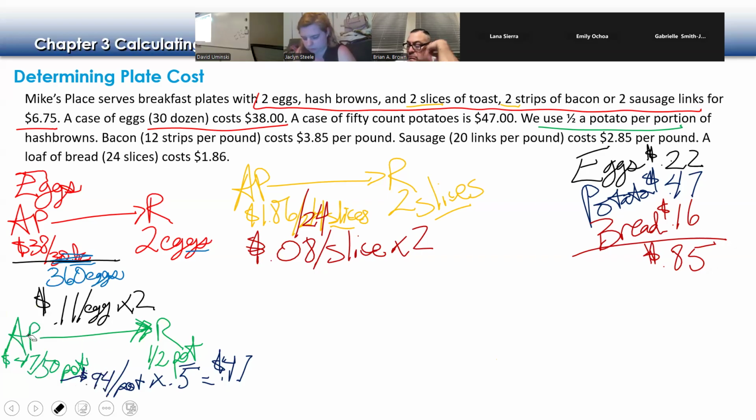Can I erase the first three ingredients? If you want to take a picture, you can. This also is being recorded, so you can always go back.